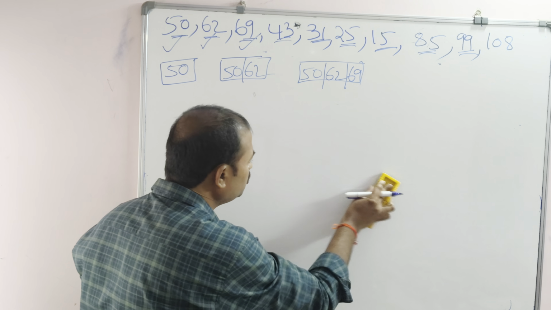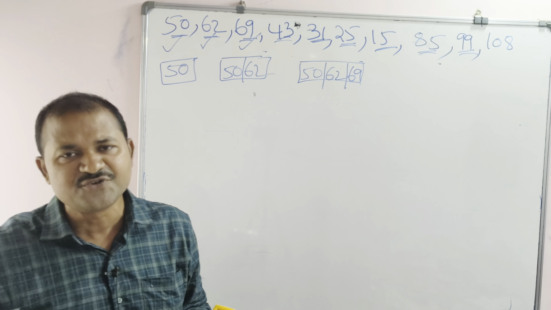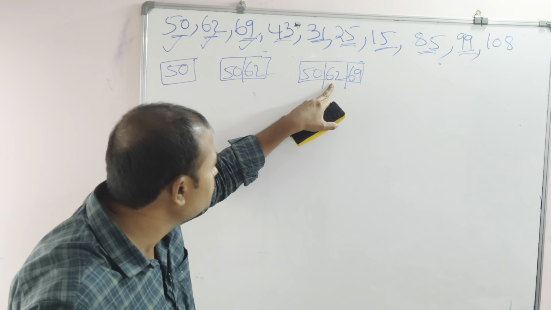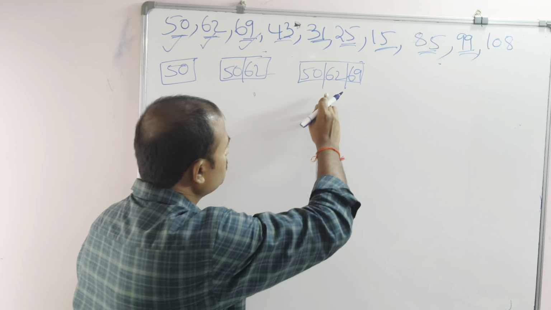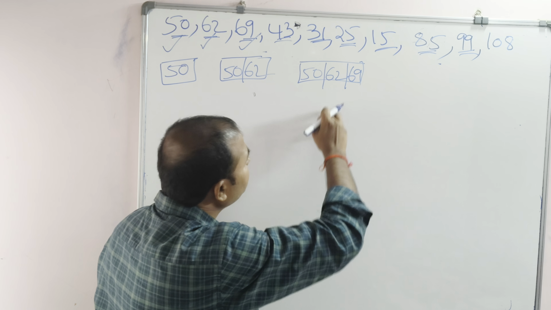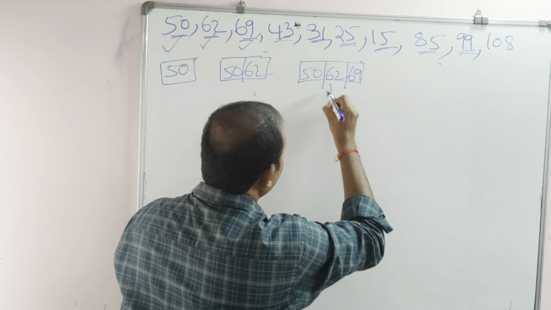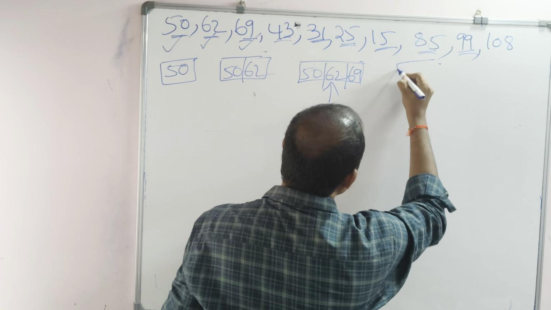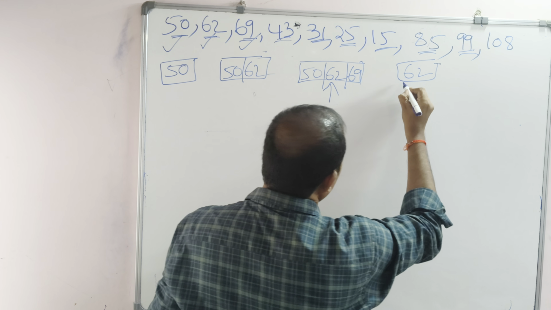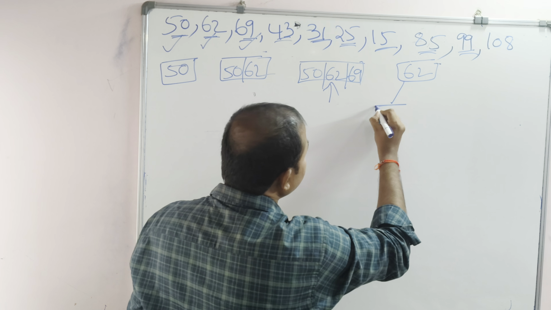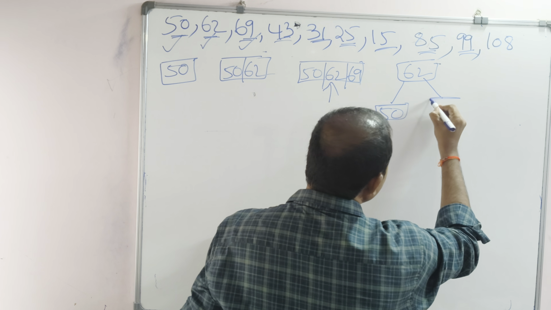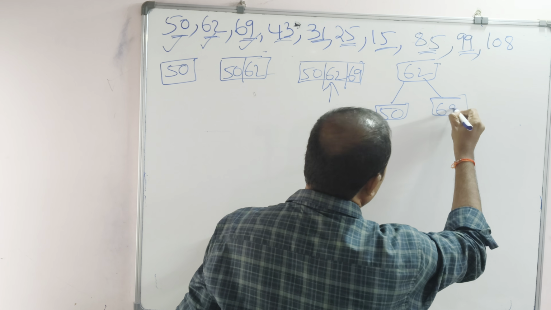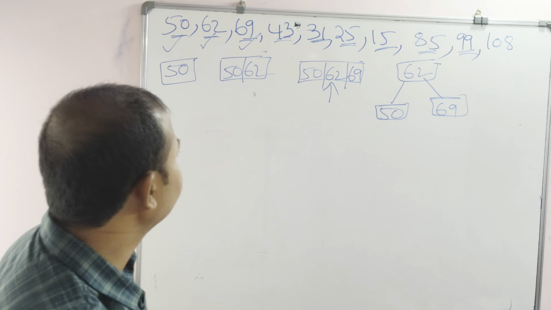So what we have to do is, whenever the leaf node is full, push the middle element up. So we have to move this middle element to the upper node. Now the parent node will become 62. 50 is less than 62, so arrange it as the left child. 69 is greater than 62, so write it as the right child.